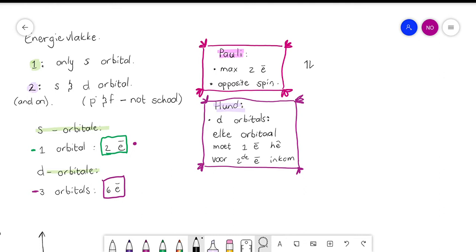En dan Hoon's reël praat spesifiek van d orbitale in ons geval, where he says each orbital must have 1 electron before we can add the second one. So onthou ons het 3 d orbitale. So elkeen van hulle moet eers 1 in hê voordat ons die tweedes kan bysit. Okay, but that'll make more sense once I start showing you the examples.